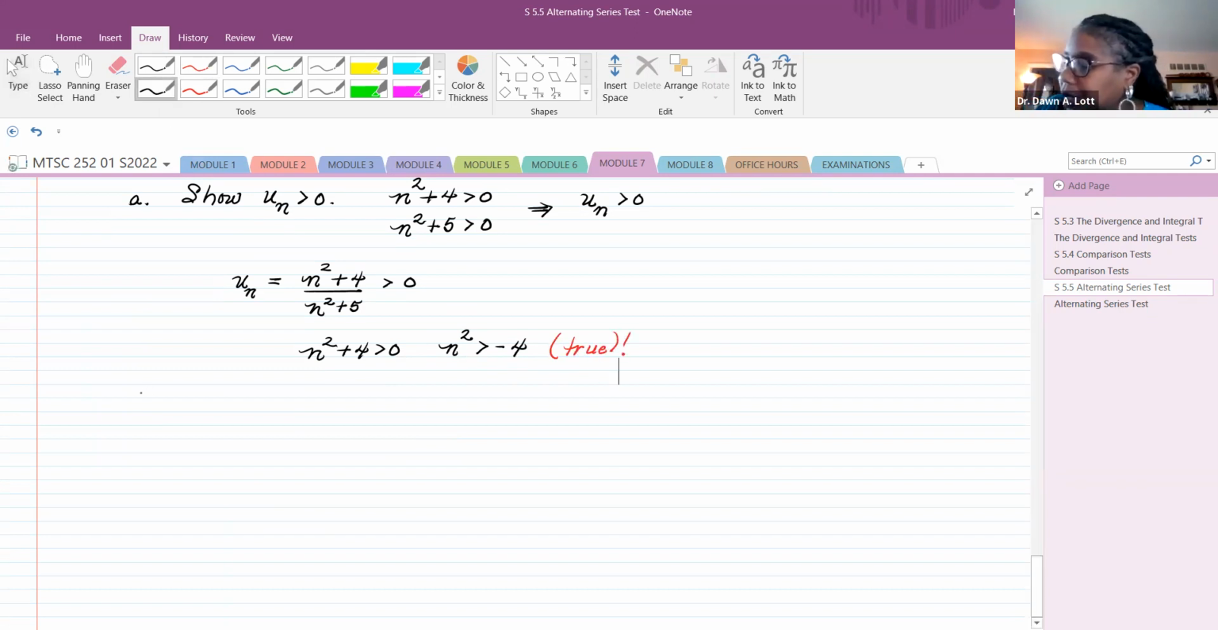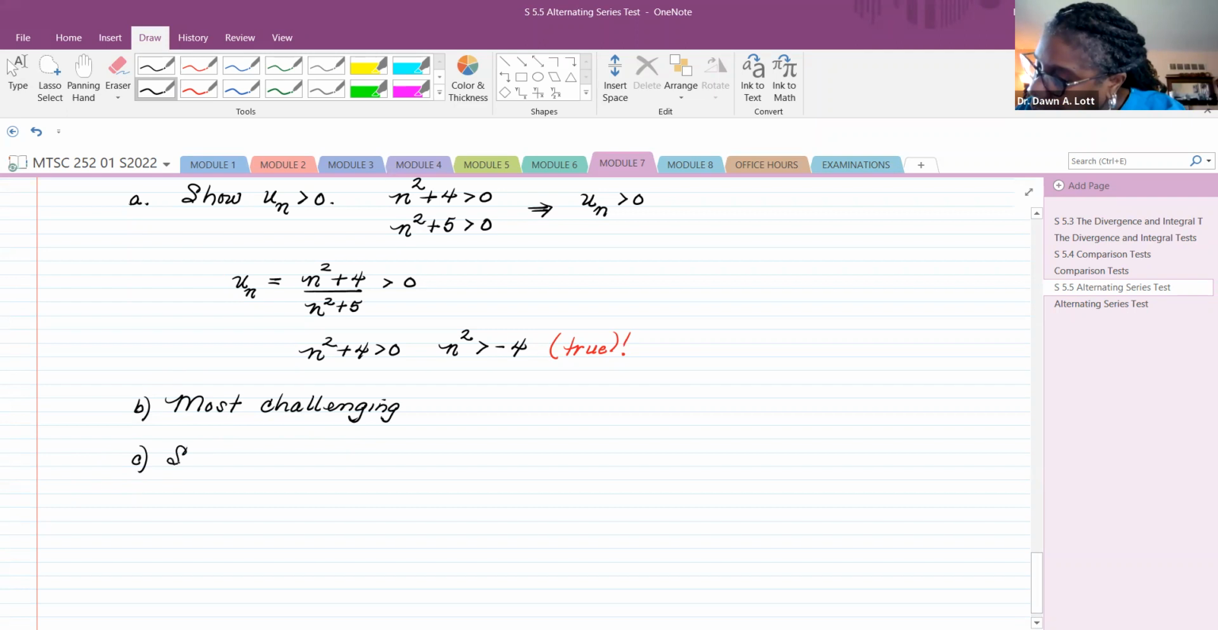Okay. B is usually going to be the most challenging part of this process. So even though they're written in this order, we can come back to that, because usually part C is one of the most important and easiest parts, and that is to show that the limit as n approaches infinity of un is 0.